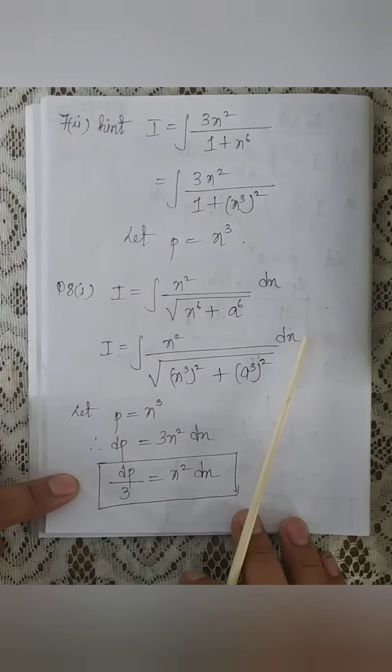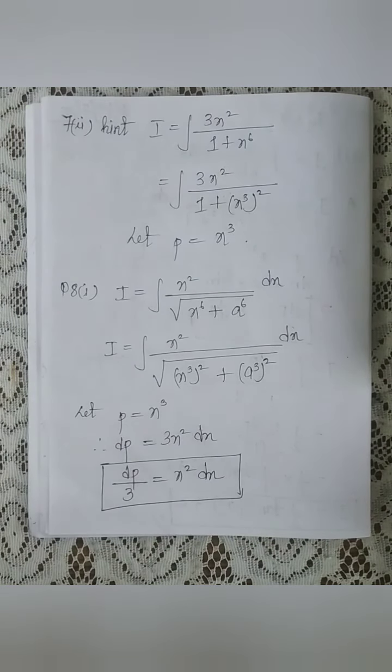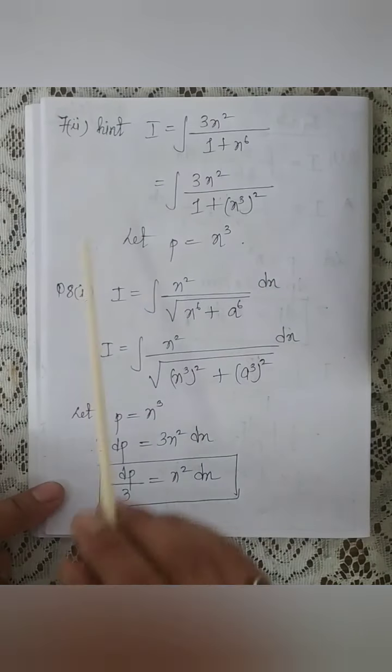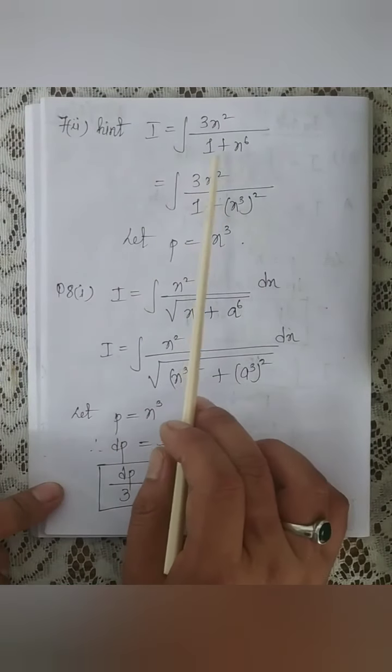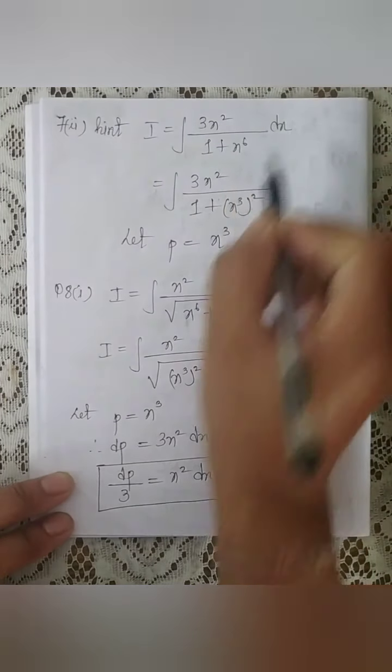Alright, next is question number 7 part 2. Question number 7 part 2 is same as 7 part 1. I'm just going to give a hint of 7 part 2 and 8 part 1. You'll do it yourself. So now the question is integration 3x square divided by 1 plus x to the power 6 into dx. So this is the question.